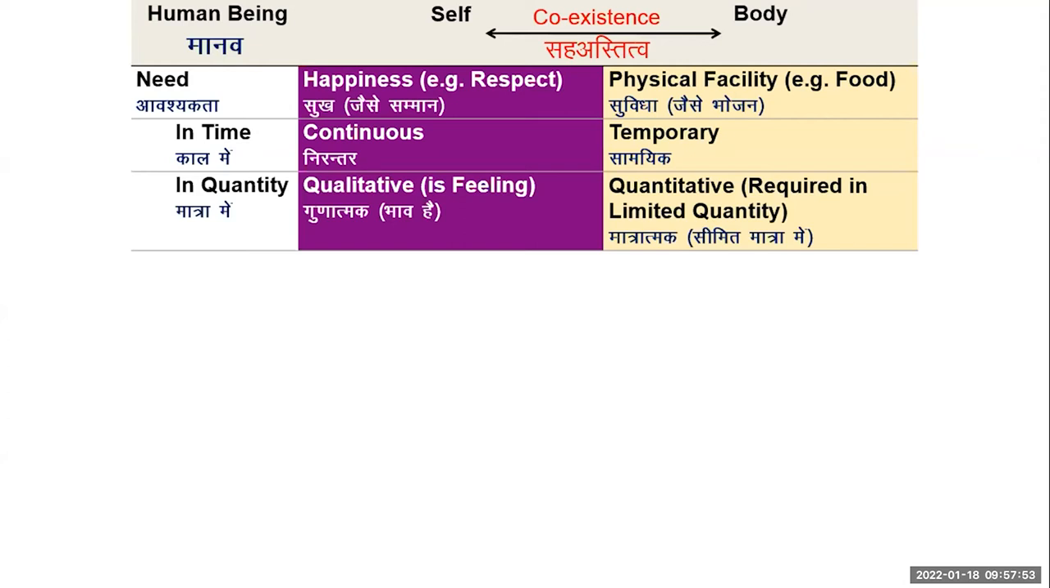So every single physical facility to fulfill the need of the body can easily be seen as quantitative, and that too required in limited quantity. You see any physical facility around you, in your house, at your workplace, it is required only in limited quantity. One may need quantity X, another may need quantity Y, but it is limited quantity. It is not unlimited quantity. It can easily be seen. Or if anybody feels that it is in unlimited quantity, you can keep raising hands and I will provide a mic to interact.